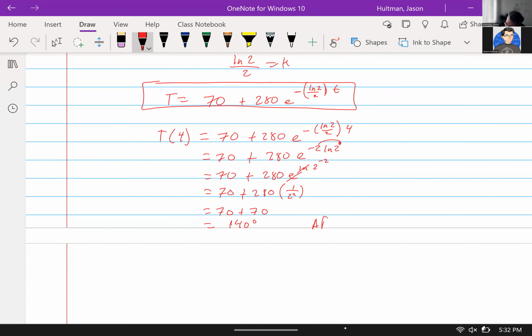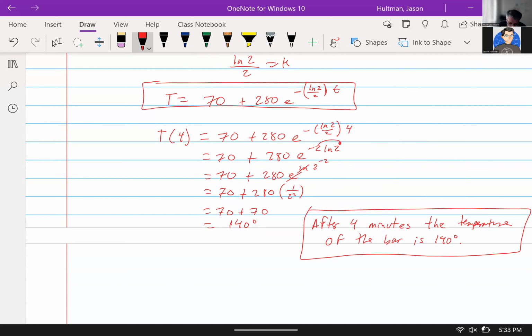So after 4 minutes, basically the bar went from 350 degrees to 140 degrees. Okay, after 4 minutes, the temperature of the bar is 140 degrees, using differential equations and Newton's law of cooling.